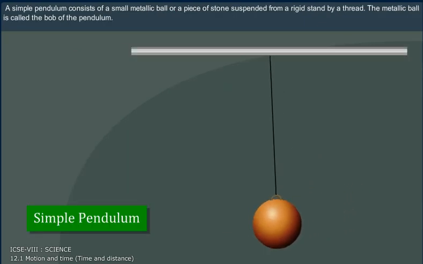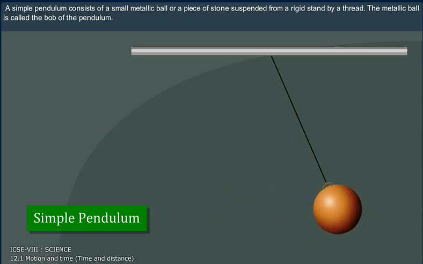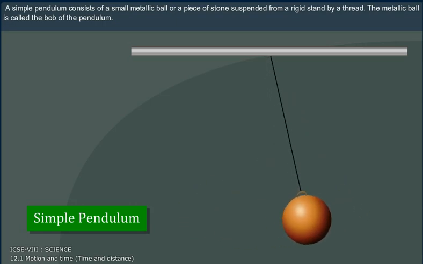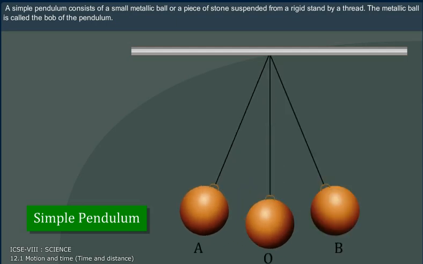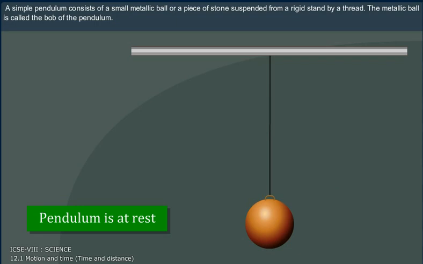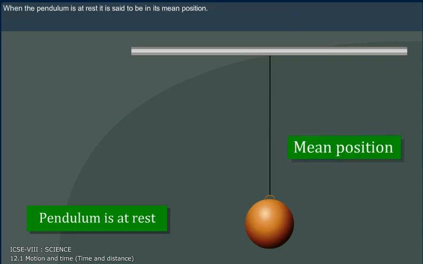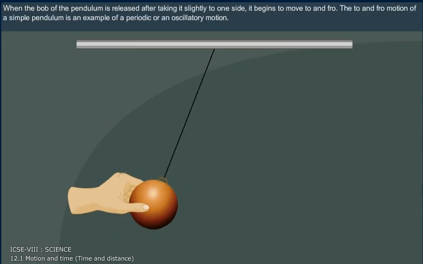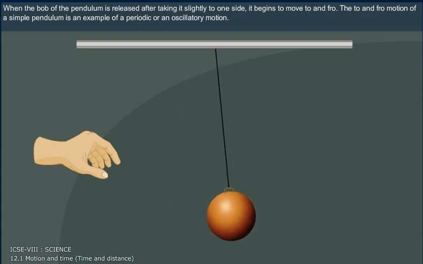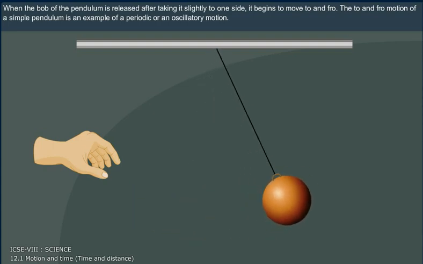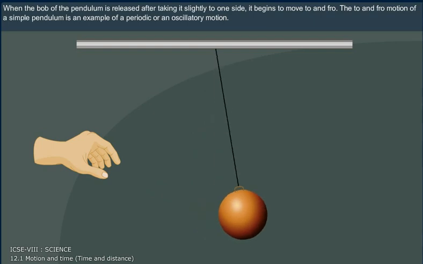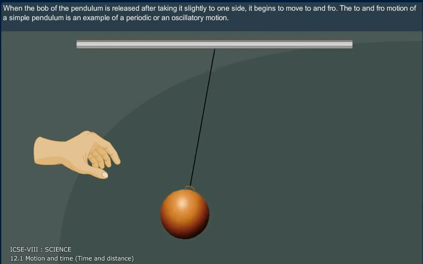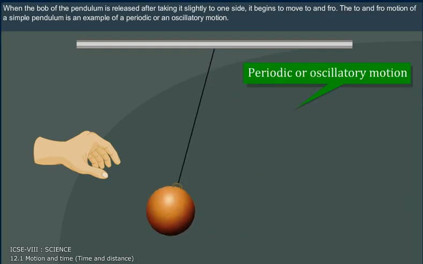A simple pendulum consists of a small metallic ball or a piece of stone suspended from a rigid stand by a thread. The metallic ball is called the bob of the pendulum. When the pendulum is at rest, it is said to be in its mean position. When the bob of the pendulum is released after taking it slightly to one side, it begins to move to and fro. The to and fro motion of a simple pendulum is an example of a periodic or an oscillatory motion.